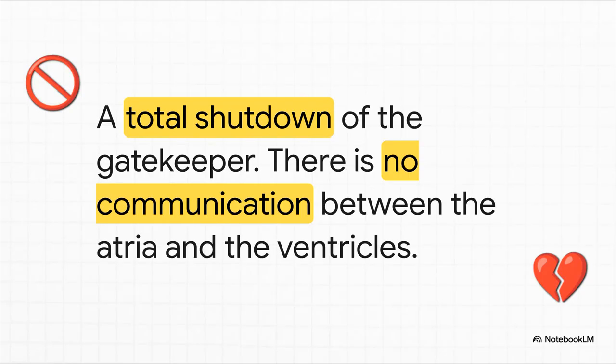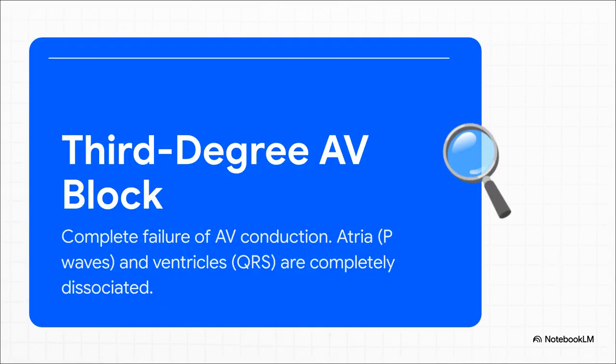And finally, we get to the most severe form, third degree, or complete AV block. In this case, our gatekeeper isn't just unreliable anymore, it has completely shut down. There is zero communication getting from the atria down to the ventricles. What you get is something called complete AV dissociation. The atria are just firing away at their own pace, making P waves, and the ventricles are forced to rely on their own much slower backup pacemaker to create QRS complexes. If you look at an ECG, you'll literally see P waves and QRS complexes marching to the beat of their own separate drummers, with absolutely no relationship between them.